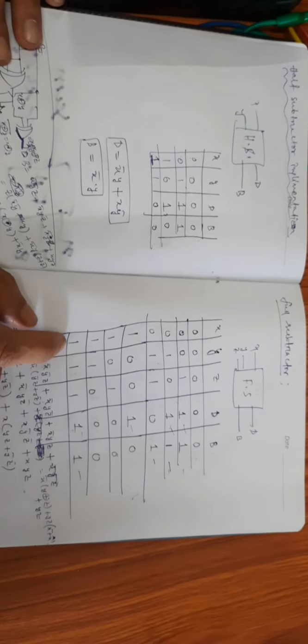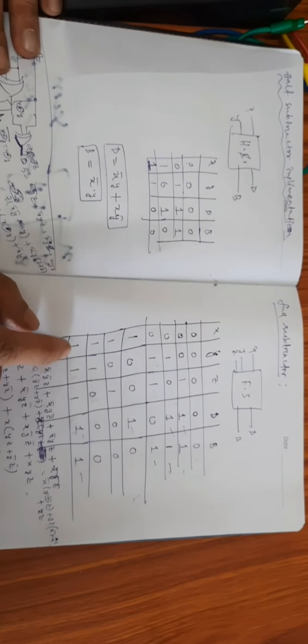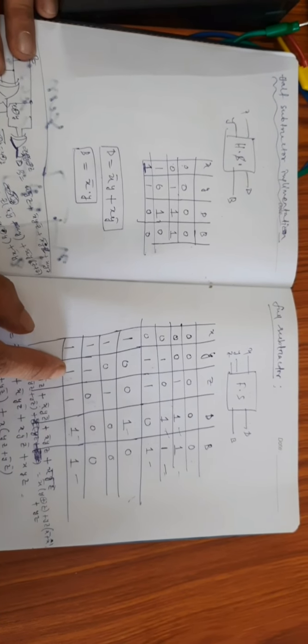The last case, 1, 1. What is the difference between them? There is no difference, 0 is the difference.